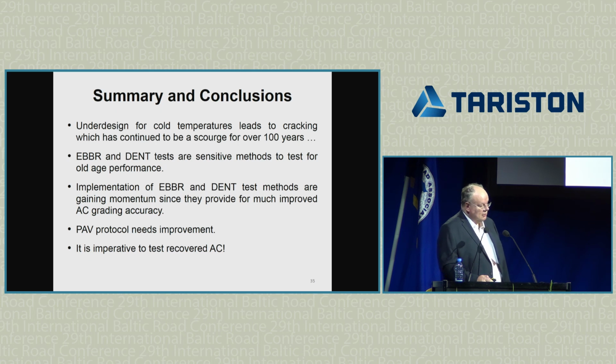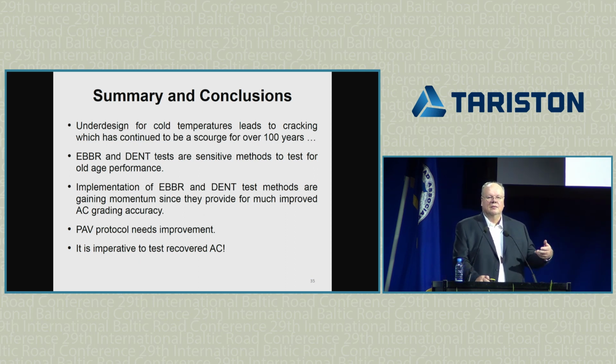In conclusion, the under-design for cold temperatures remains a serious problem, as it has been over the last 100 years. EBBR and DENT do a better job. They're implemented because they give a much improved grading. The PAV still needs to be improved. We're working on that. We've done it with LS228, but again, there can be further improvements. And then it is imperative to test the recovered asphalt cement, because you can test the tank sample from the plant that the contractor gives you, and you could be wasting your time because there are wrap issues at the plant, or they add a different asphalt cement on the mix.